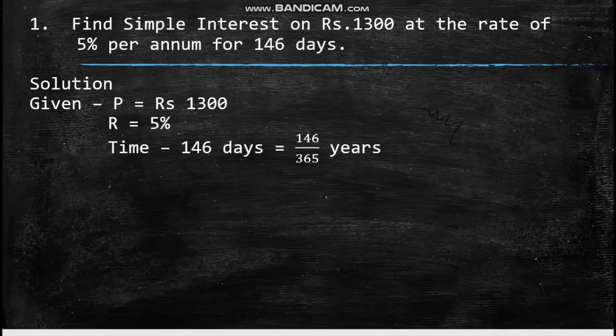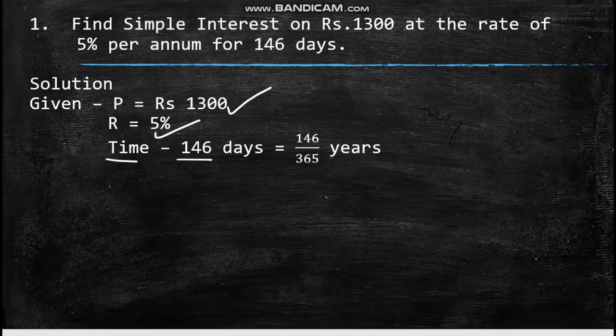Children, let us see question number 1. Find simple interest on rupees 1300 at the rate of 5% per annum for 146 days. Now, first let us write down what is given. Principal amount is rupees 1300. Rate is 5%. Time is given in days, that is 146 days.